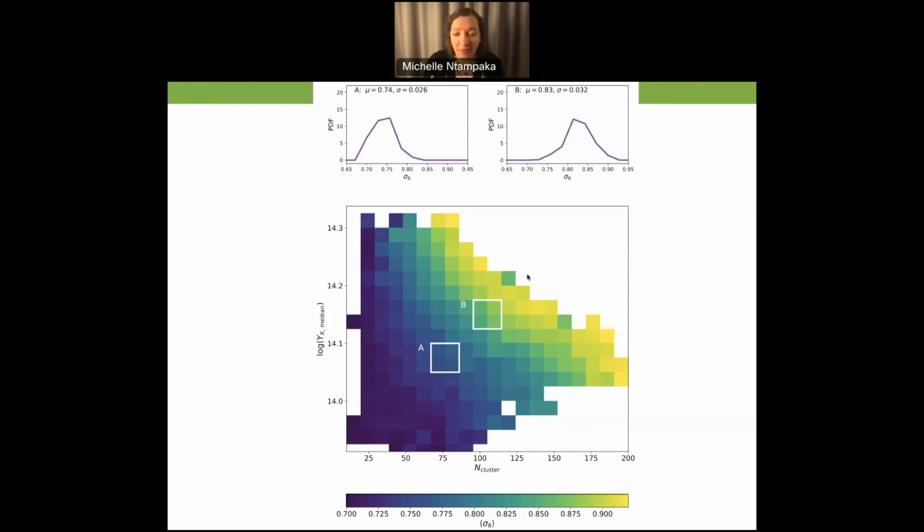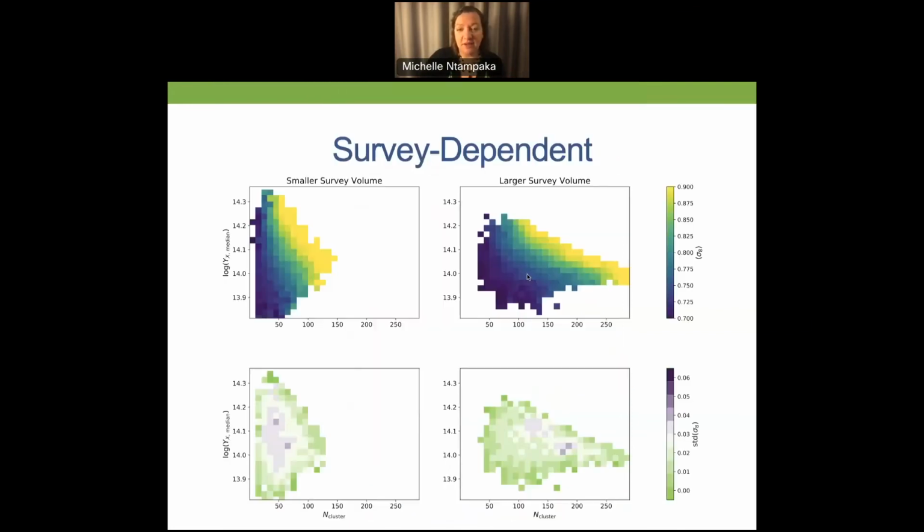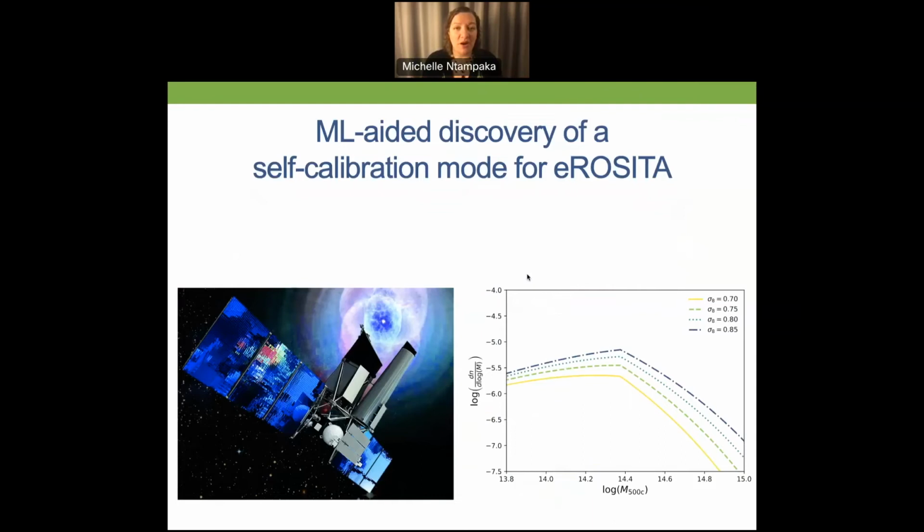Said another way, if you were given a number of clusters and a median Yx, you could use this figure to estimate the underlying sigma 8. Of course, it's going to be survey dependent. If you have a smaller volume or a larger volume, you're going to get different distributions, and so this needs to be forward modeled. However, this is effectively a self-calibration mode that we can use for observations for X-ray surveys, like the one that is currently being performed by the eROSITA X-ray telescope.